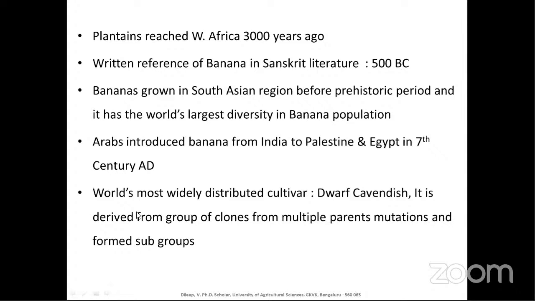They are one of the most widely distributed cultivars, derived from a group of clones from multiple parents, and mutations formed subgroups. So this is the main group, and there are several subgroups in the Cavendish banana. You have to remember one thing: these variations and subgroups existed because mutations and also hybridizations occurred multiple times in parallel. That is one of the reasons why banana has more diversity.